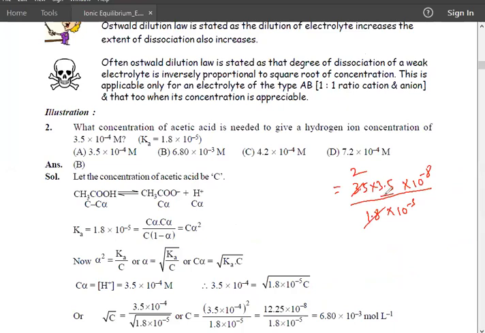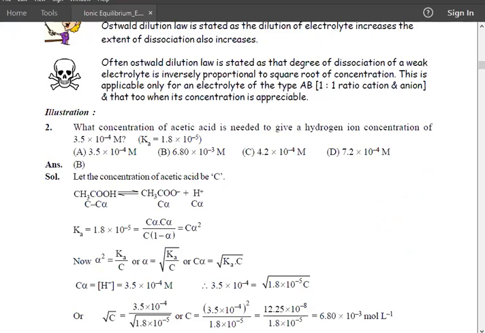Now it is 3.5. 3.5 into 2 is almost 7, but a bit less than 7. So it will be 6.8 or 6.9, approximation. Now 10 power minus 8 divided by 10 power minus 5 is equal to 10 power minus 3. So the answer is B. Got it, everyone? Approximation.